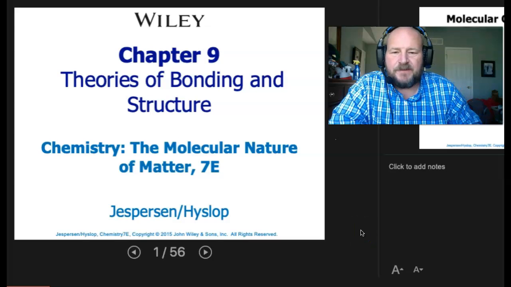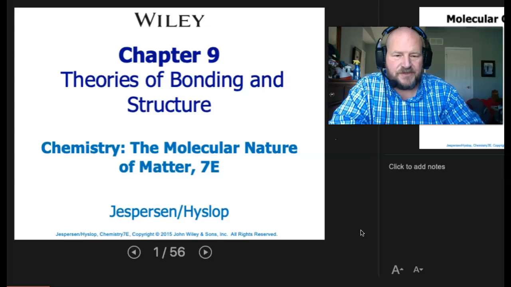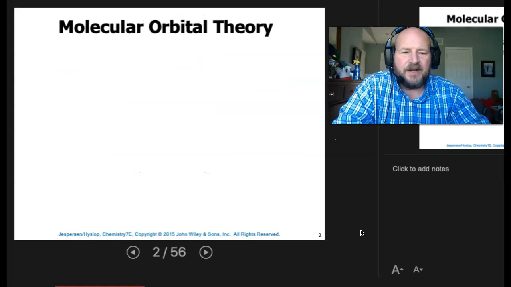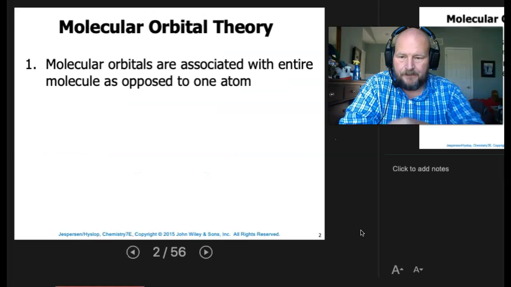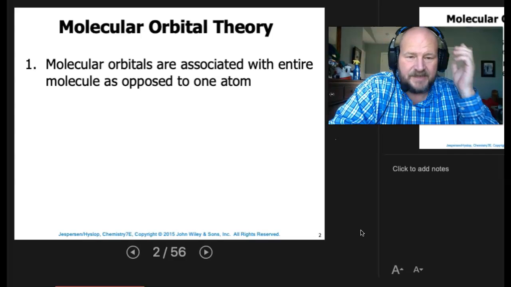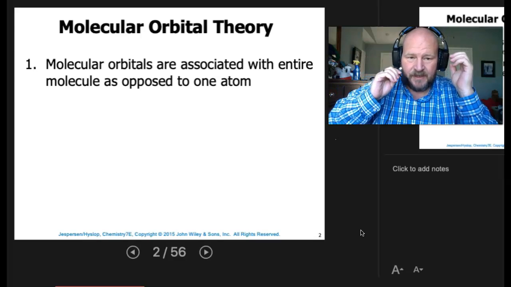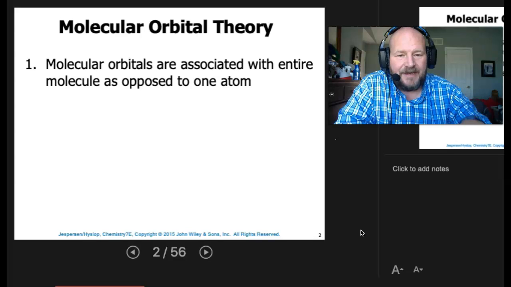Segment 4 for Chapter 9, we're going to get into molecular orbital theory. So we've introduced it a smidge, but now we're going to get into some details about it. Molecular orbitals are going to be associated with the entire molecule as opposed to one atom. So we looked at atomic orbitals, and now we're going to look at molecular orbitals.